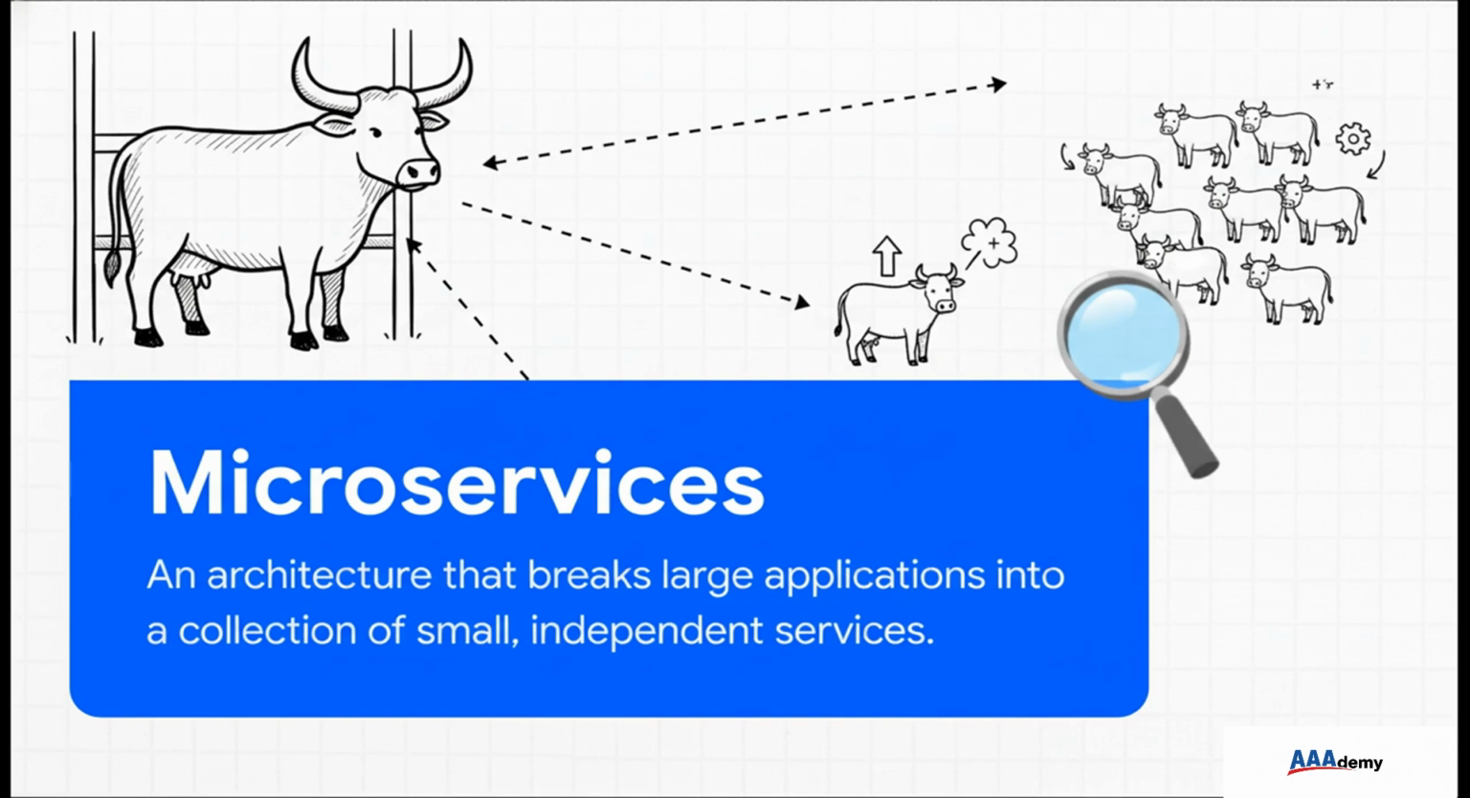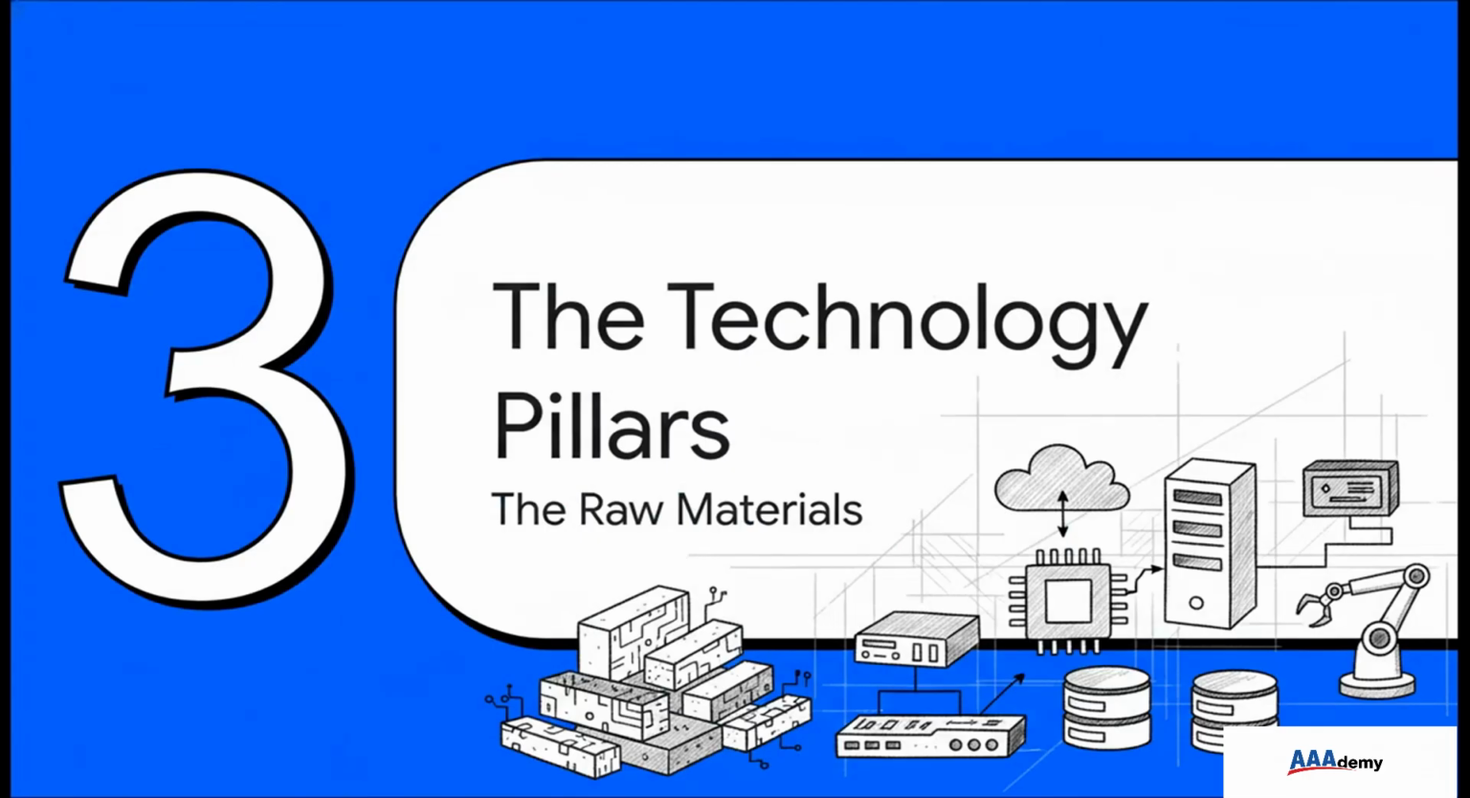Now, is it more complex to manage hundreds of tiny services than one big one? Yeah, for sure. But the resilience and flexibility you get in return, it's almost always worth it. All right, so we've got the blueprints and we've got the design patterns. Now let's talk about the raw materials. What are the actual technologies we use to bring these architectures to life?